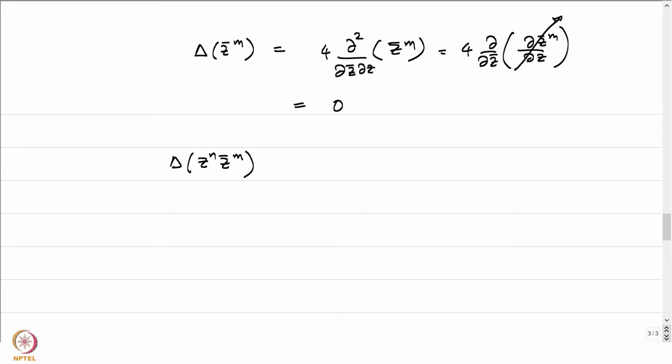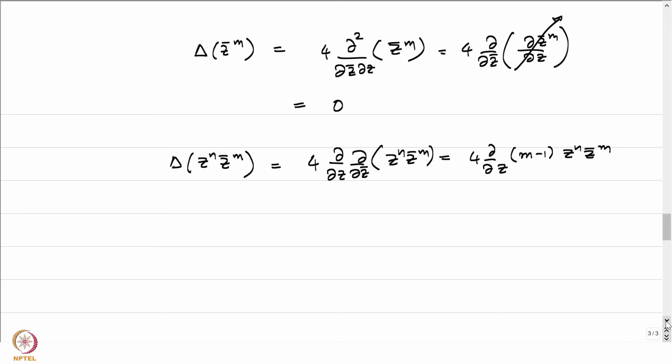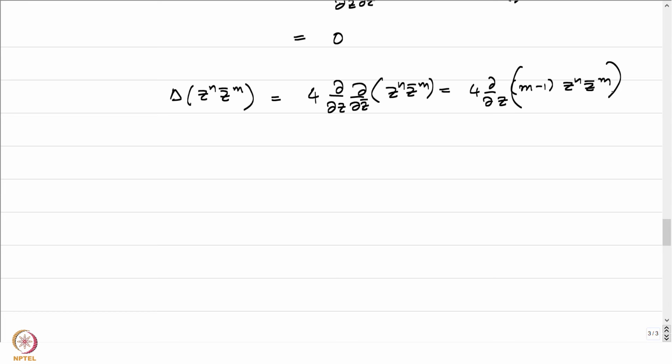This is the expression which could create a problem. Let's see. This is going to be 4 times ∂/∂z ∂/∂z̄ of z^n z̄^m, which we have already seen is going to be 4 times ∂/∂z of m times z^n z̄^(m-1). And now applying the z derivative to the entire thing, this is going to be equal to 4 times n into m times z^(n-1) z̄^(m-1).